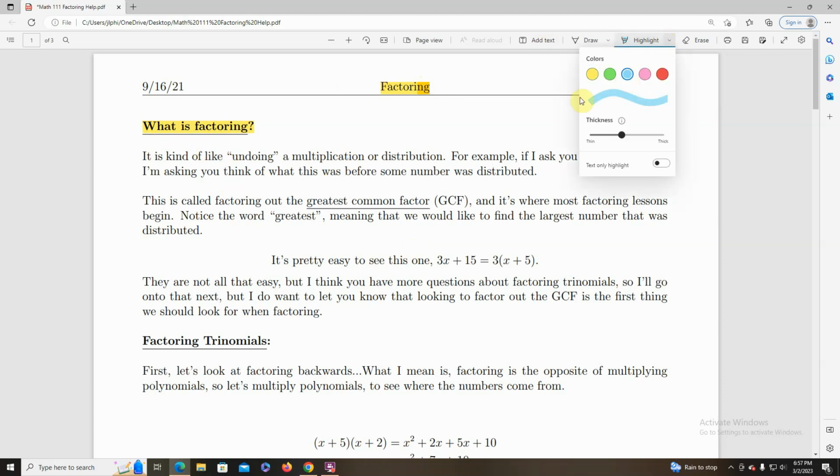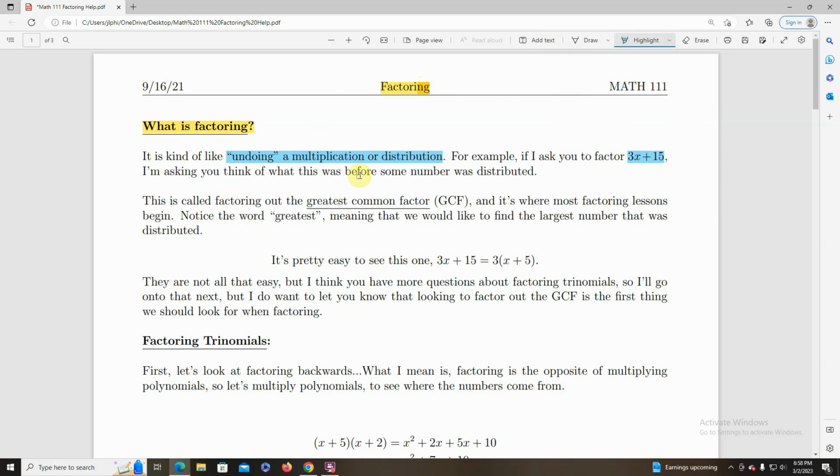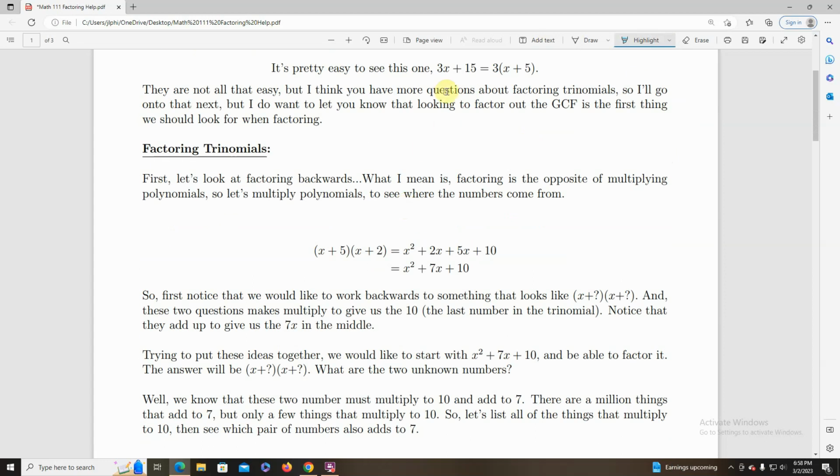I think it's important to understand that all factoring is kind of like trying to undo multiplications or distributions. So for example, if I wanted you to factor 3x plus 15, I'm just asking you, what was this before we distributed? Probably 3 times x plus 5. So factoring is pretty easy. We're just unmultiplying or undistributing.